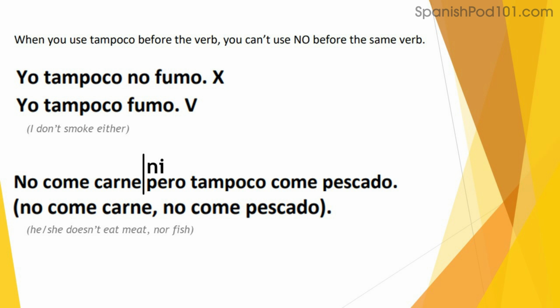Let's have a look at another instance when we can use no and tampoco in the same sentence. No come carne, pero tampoco come pescado. No come carne, ni tampoco come pescado. So here pero and ni are both options, and we're saying he doesn't eat meat, nor does he eat fish. And it would be the same as saying no come carne, no come pescado.